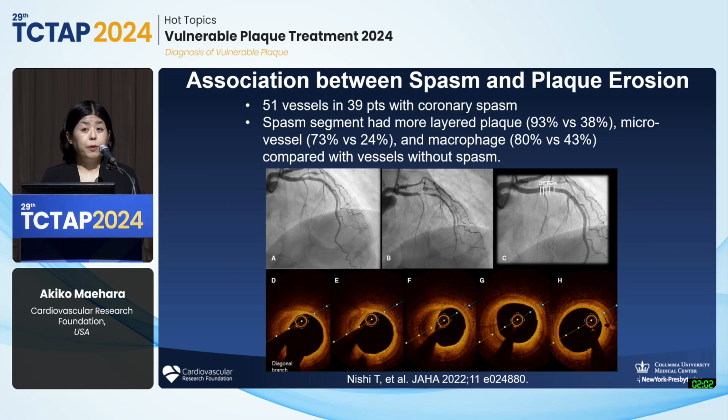And this is a different paper from Japan. They included 51 vessels in 39 patients with spasm, and they showed quite consistent data. You see the layered plaque and low intensity area, that's probably indicating organized plaque erosion. So probably those patient characteristics could be important.